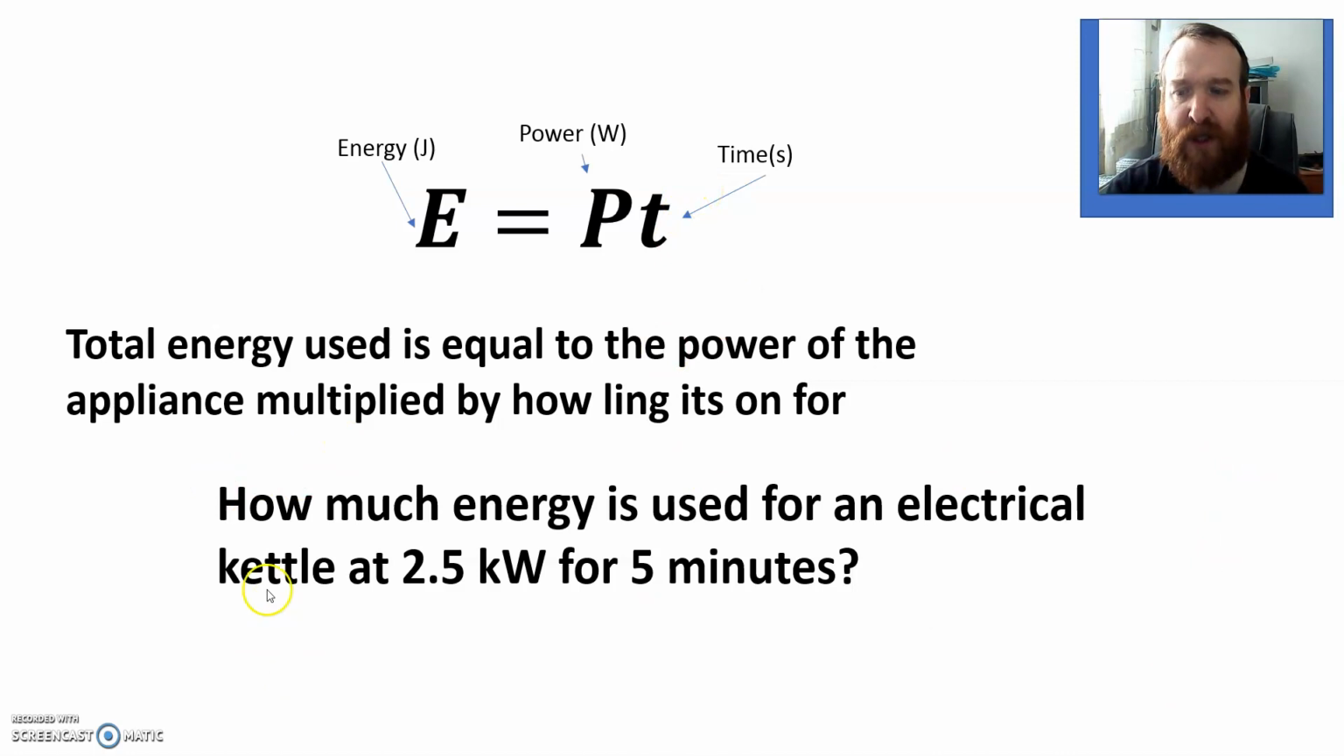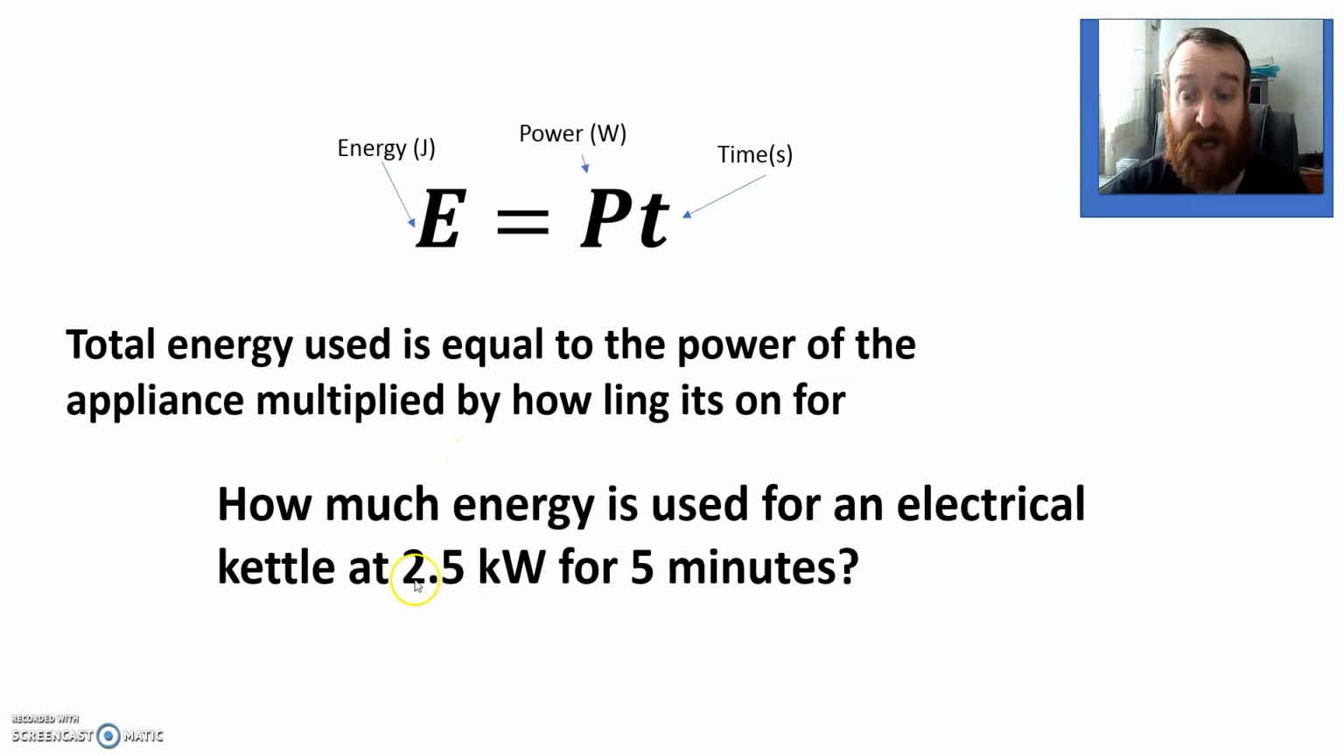So my first little question here: how much energy is used for an electric kettle at 2.5 kilowatts for 5 minutes? I want you to have a look at that question, and pause the video here and just scribble down an answer. Okay, how would you do it? Don't be tricked. Okay, so pause the video, give it a go.